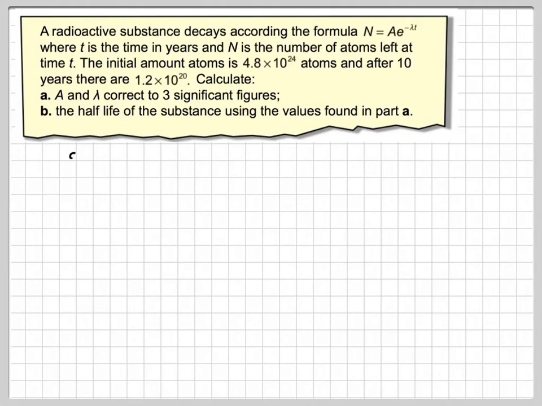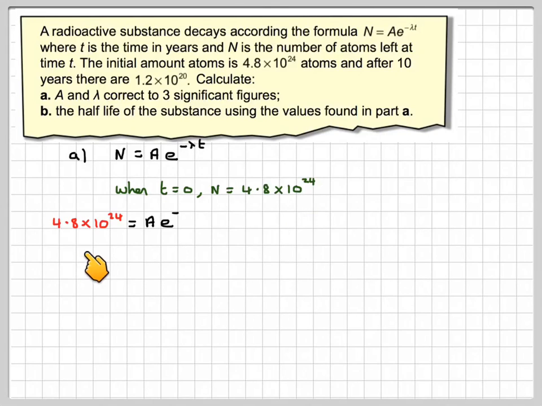part A. So we've got that N = A e^(-λt). When t is equal to 0, N is equal to 4.8 × 10^24. So 4.8 × 10^24 is equal to A e^(-λ × 0). And anything times 0 is 0, and we know from our rules of indices that a^0 is 1. So all this bit here will be 1.